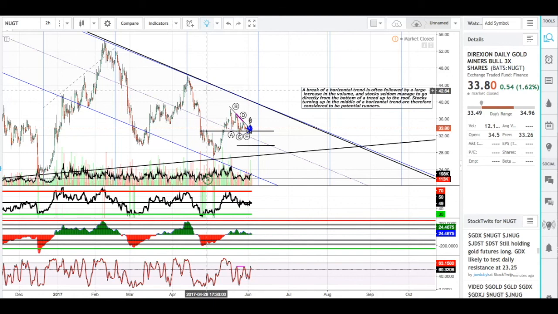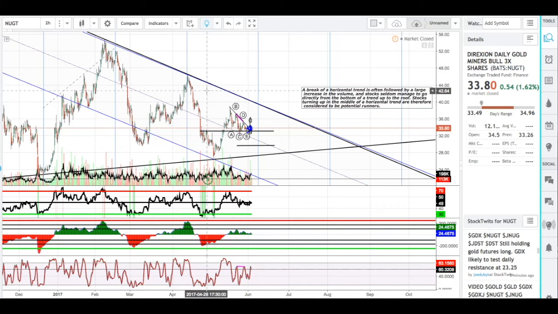So gold, Nugget, the bull 3 times gold miners. I try to remain as unbiased as possible. I just talk about the technicals and the price action. I have no special sentiment to Nugget or being bullish gold. It's just kind of my thesis at the time.